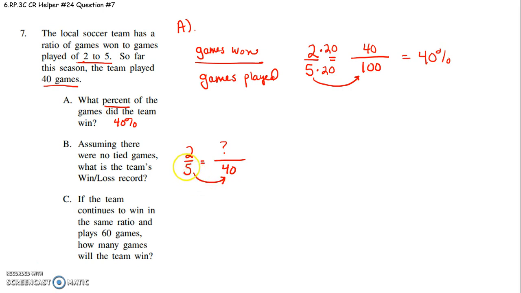So again, I know something about my denominators. How do I get from 5 to 40? I multiply by 8. If I'm multiplying the denominator by 8, I need to multiply the numerator by 8. That means they won 16 out of 40 games.